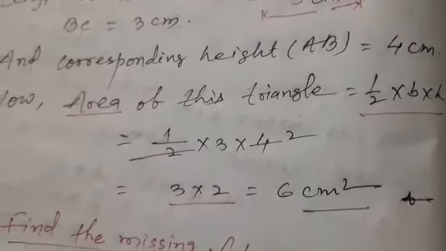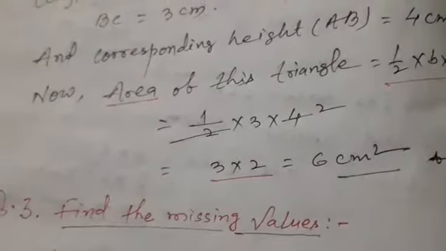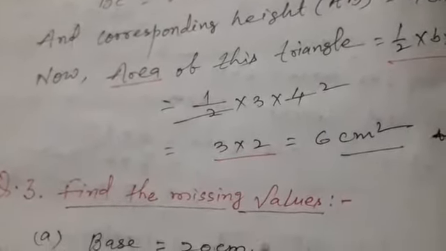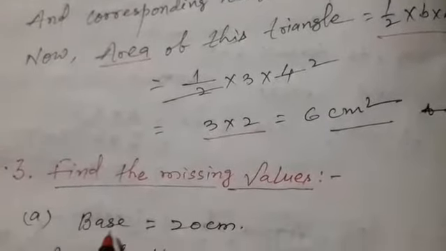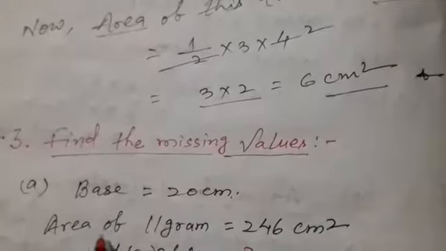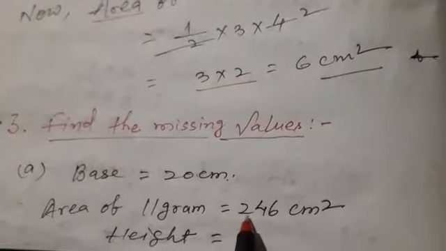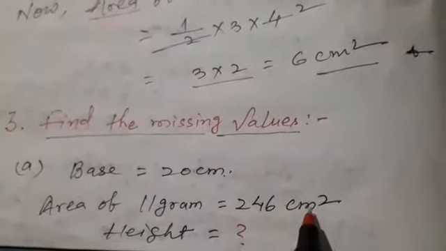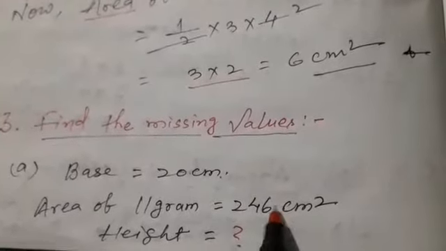Question number third is find the missing values. First, base is equal to 20 centimeter. It is given, and area of parallelogram is equal to 246 centimeter square. Both are given. We need to find height of this parallelogram.